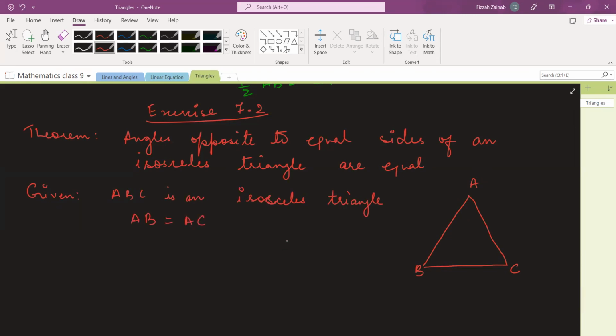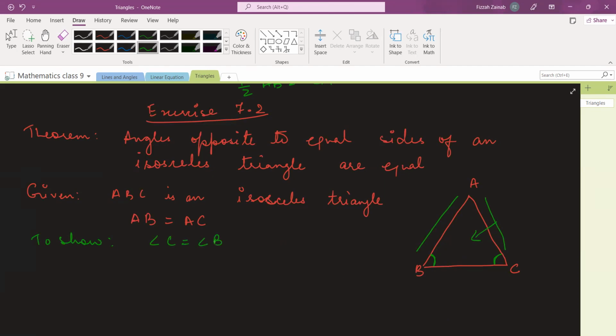This is given. Then the theorem is saying that the angles opposite to equal sides. Now, which side is equal? This AB, right? Now, which is the angle opposite to it? Angle C. Clear? Now, the other side is AC. The angle opposite to this side is angle B. So if the sides are equal in length, that means angle C is equal to angle B. So we have to show that angle C is equal to angle B. Clear?